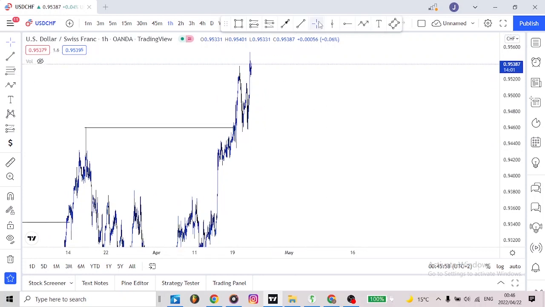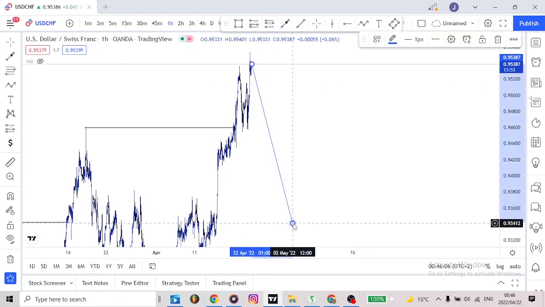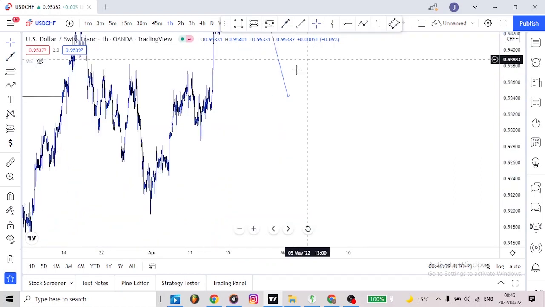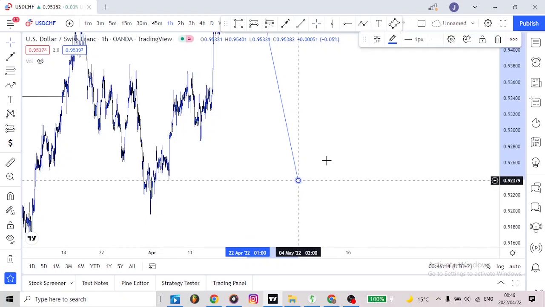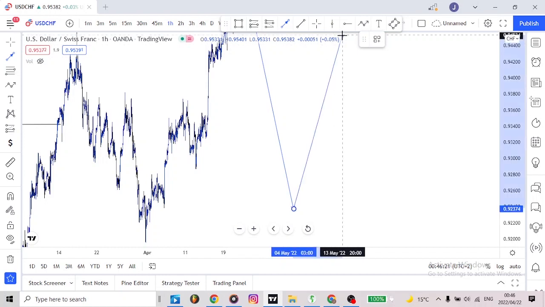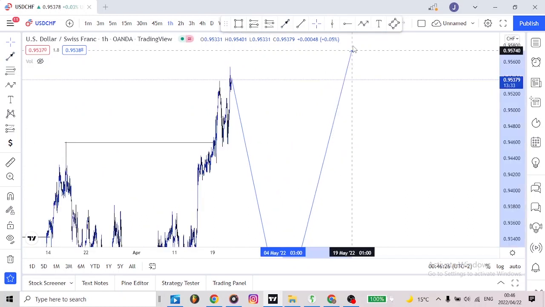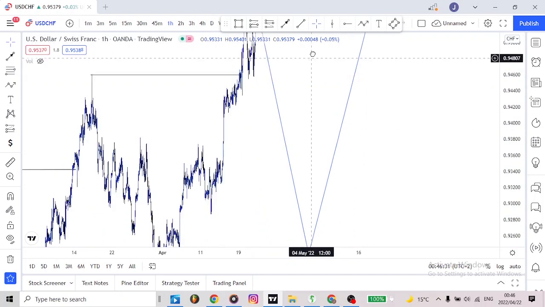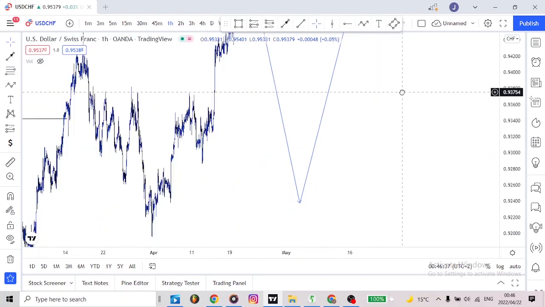So here what we're expecting is for the market to start pushing to the downside, and then maybe to this zone here. It looks like a good point of interest, and then start shooting upwards. That is what we expect from the USD CHF.